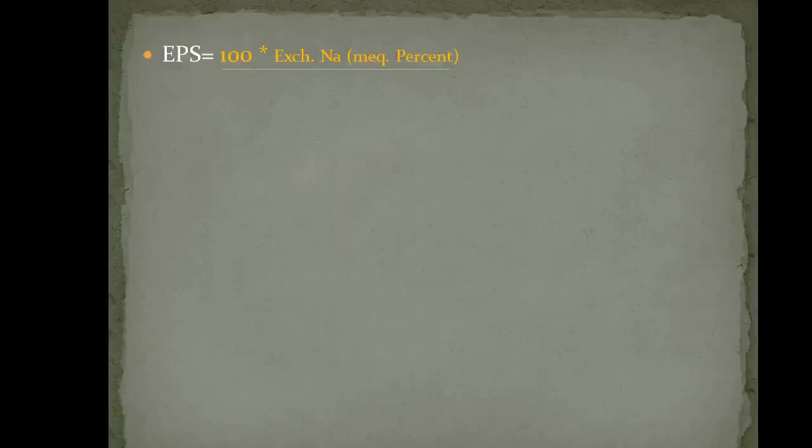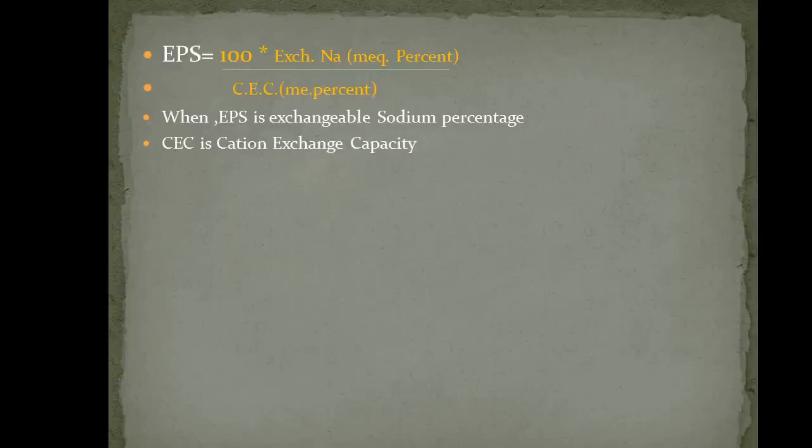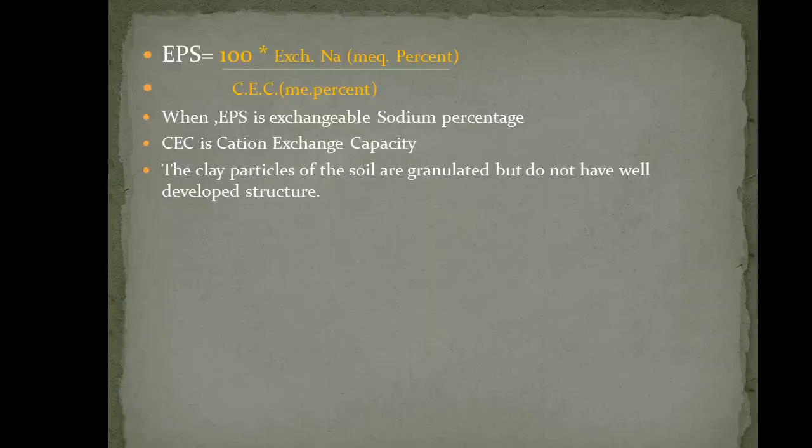ESP is calculated by this formula: 100 into exchangeable sodium divided by CEC, where ESP is exchangeable sodium percentage and CEC is cation exchange capacity. The clay particles of the soil are granulated but do not have well-developed structure. It has high salt concentration. It is also permeable to water and air.